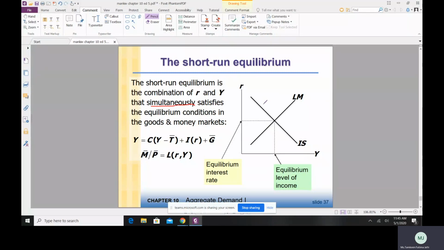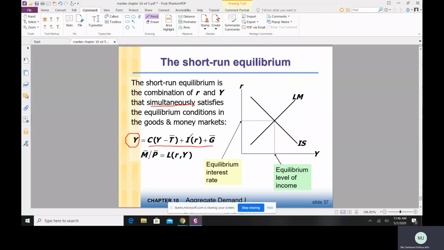As a quick revision, the IS curve shows what's happening in the goods market. The IS curve represents where the supply of goods and services equals the demand for goods and services. The left-hand side is the supply of goods and services, and the right-hand side is the demand for goods and services. So the IS curve contains all the combinations of R and Y which satisfy goods market equilibrium.